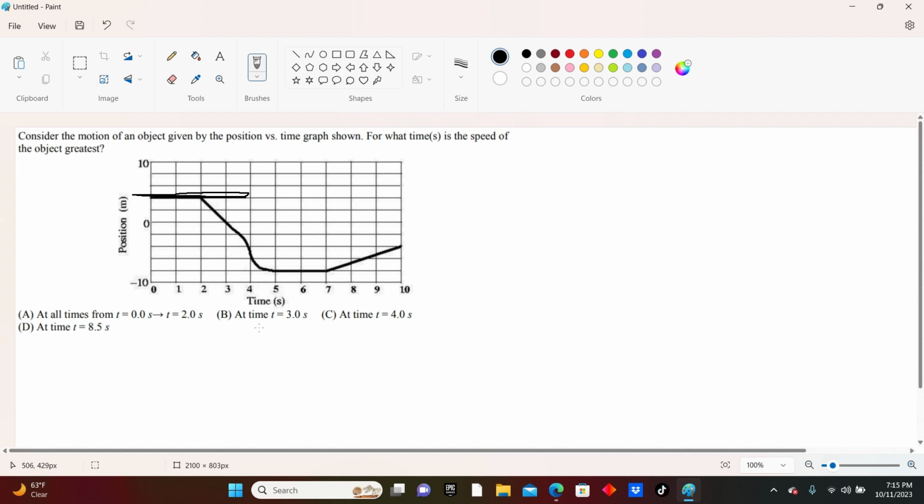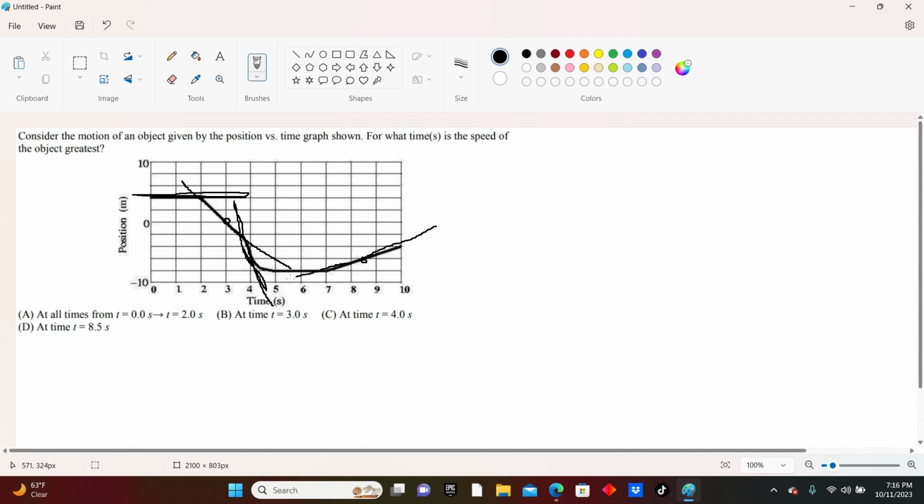And from t equals 3 seconds, which is right here, we have the slope going along this sector from t equals 2 to 4. So we have a slope about something like this. And at t equals 4 seconds, which is right here, the slope along this line is about something like this. And then at choice D, at 8.5 seconds, we have it right here. The slope is something along this line here.